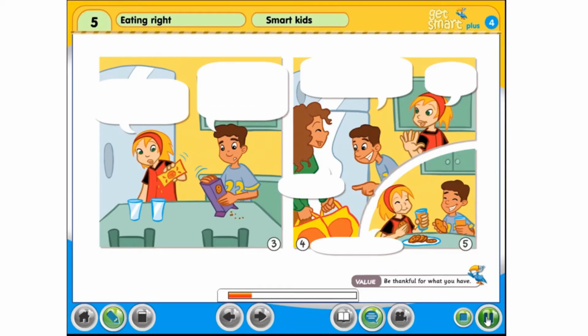Oh no, it's empty. There isn't any juice in the carton. There aren't any biscuits in the box. What are we going to do? Hello, children. Hi, Mum. It's so good to see you. What's in your bags? Hi, Mrs. Brown. Delicious.